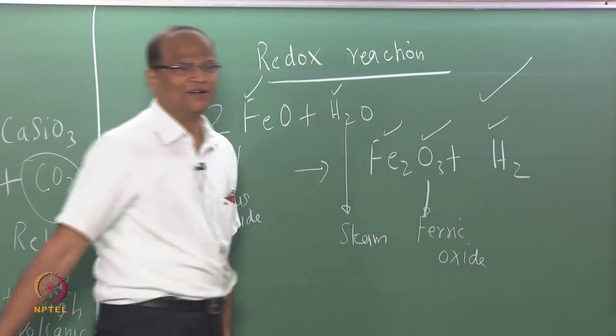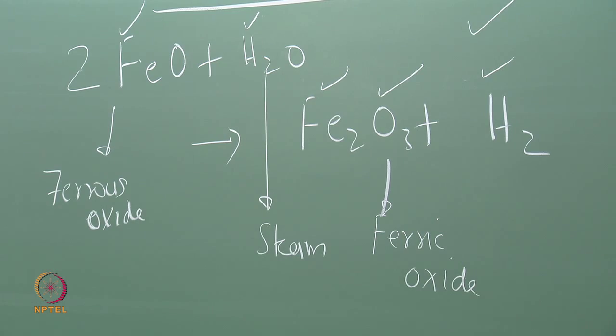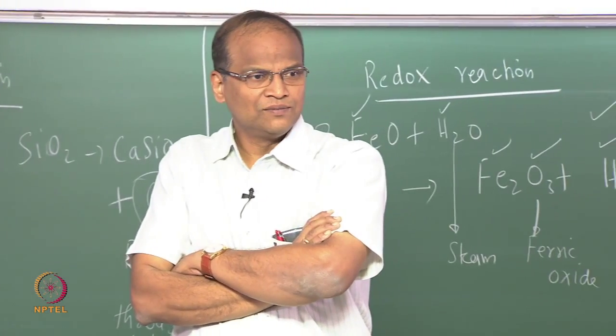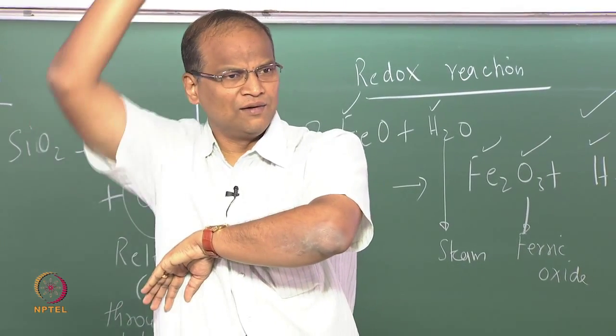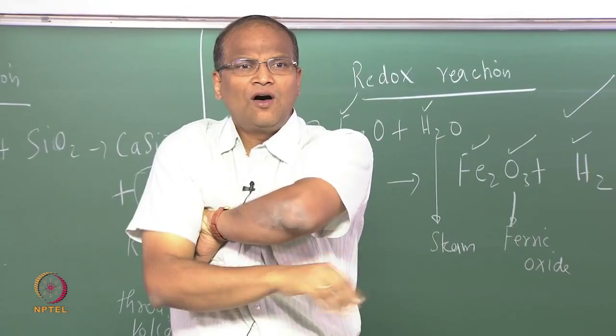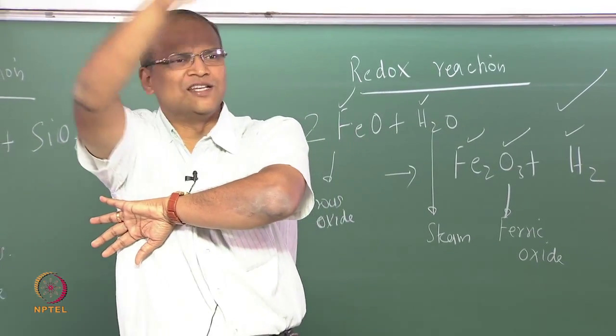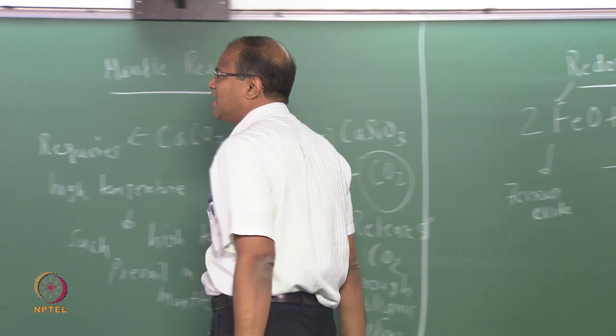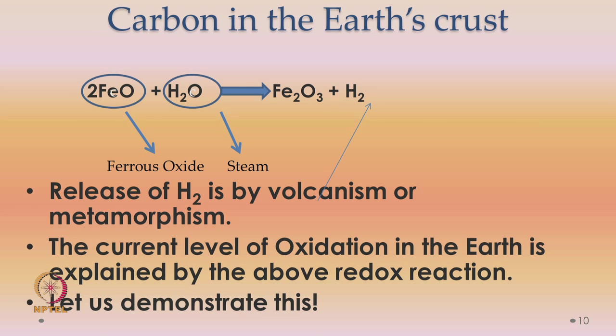So, iron is so much trouble. And this release of H2 is by volcanism or metamorphism. Volcanism can directly send H2 into the atmosphere, or the H2 can combine with SiO2, CaSiO3, all those reactions which you have already seen. So, this is the redox reaction which is taking place in the earth's crust.